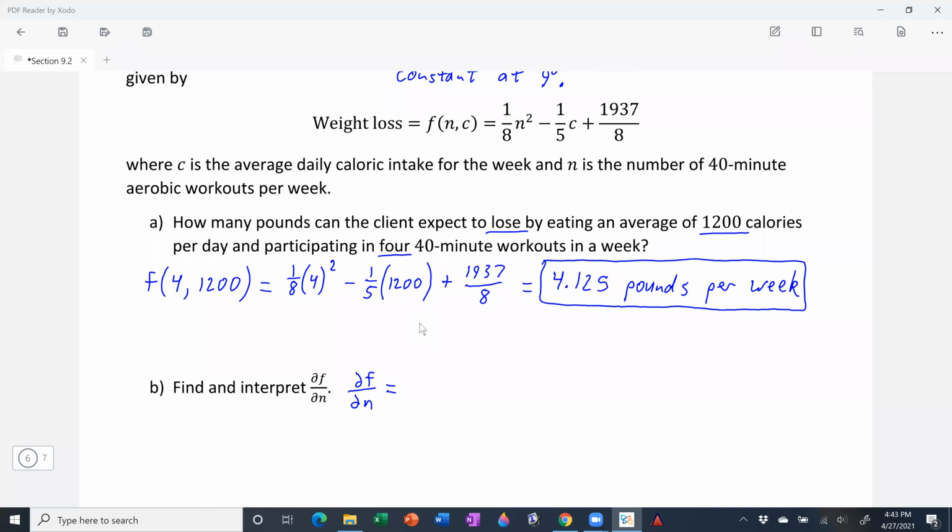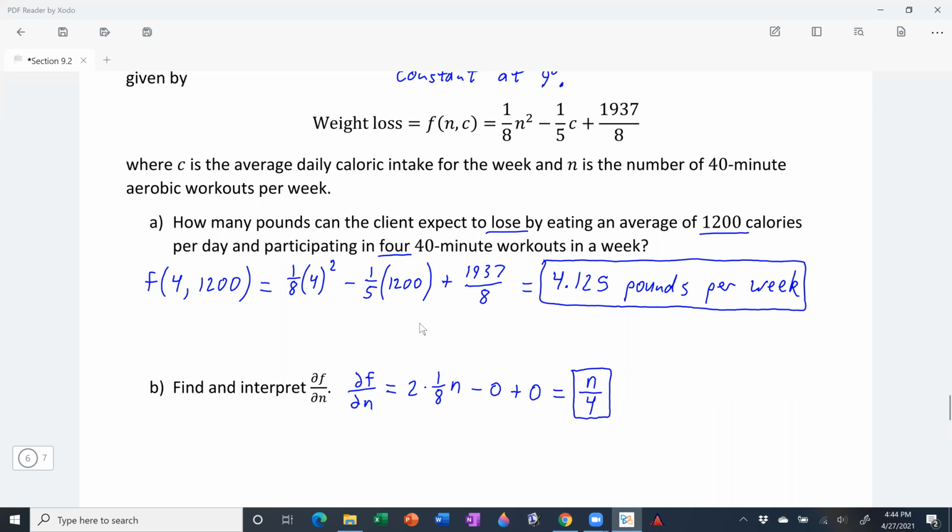So then we're just going to let n be the variable and c is the constant. So here we go, 1/8 n squared, so the power rule, the 2 would multiply down. So we would have 2 times 1/8 n, reduce the power by 1. Minus 1/5 c, but that's all a constant right now. And then plus that 1937 over 8, that's also a constant. So this whole partial, we could write this as 2 times 1/8, that's going to be 1/4. So let's write that as n over 4.